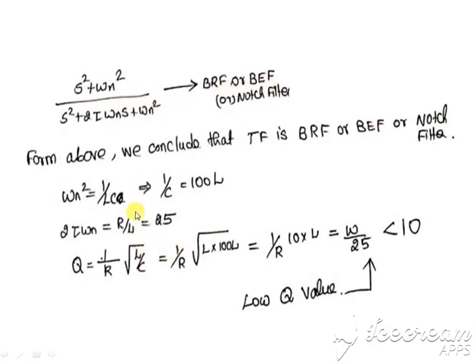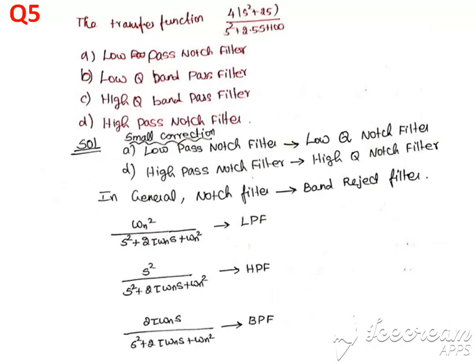So then we need to find the Q value. Already we know from the second order system that omega n squared is equal to 1 by LC. From that we can find 1 by C is equal to 100L. 2 tau omega n is equal to R by L. From the given transfer function we get 25. From this value we can find Q. Q is nothing but 1 by R root of L by C. While substituting this, the Q value is less than 10. Less than 10 means low Q value. So the answer for this particular question is low Q.